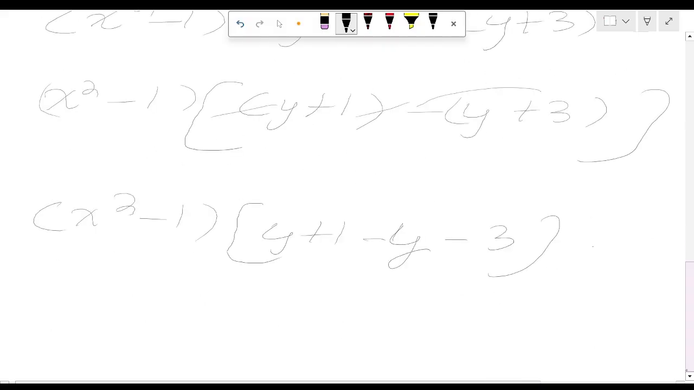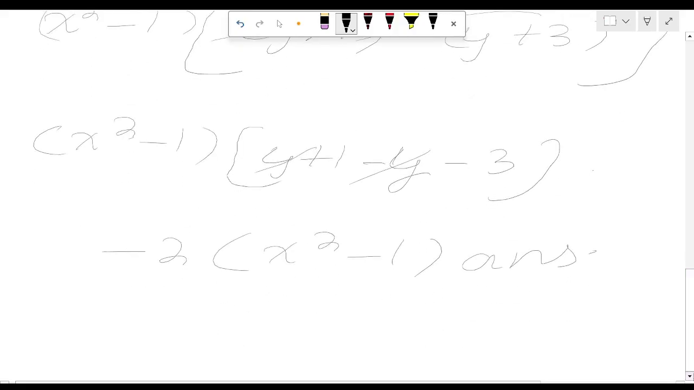After writing that, now we can simplify this. So y and negative y will be cancelled, and 1 subtracted from 3 will be negative 2. So I can write negative 2 and then x square minus 1. So this will be our final answer for question number 6.